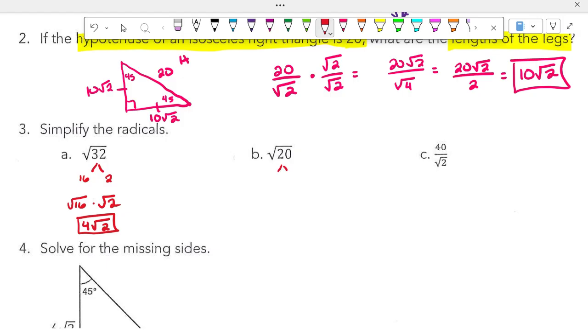All right. What's the perfect square in 20? 4 and 5. This would be the square root of 4 times the square root of 5, so 2 square root of 5.